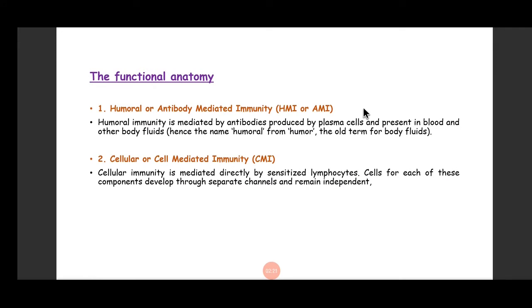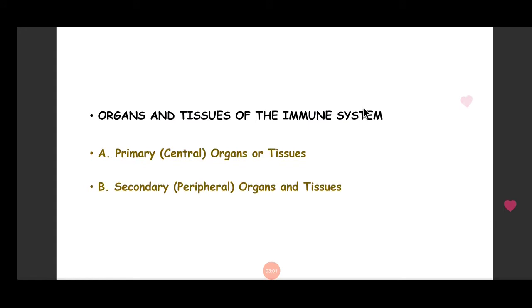If we talk about the functional anatomy of the immune system, how does the immune system function? In that respect, we can divide it into two parts: humoral or antibody-mediated immunity, and cellular or cell-mediated immunity. Humoral immunity is mainly based on the antibodies produced by B cells and plasma cells, and cellular immunity is the cell-mediated immunity by T lymphocytes. So this we're going to talk about in another lecture, that is the immune response. Today we are going to talk about the structure of the immune system.